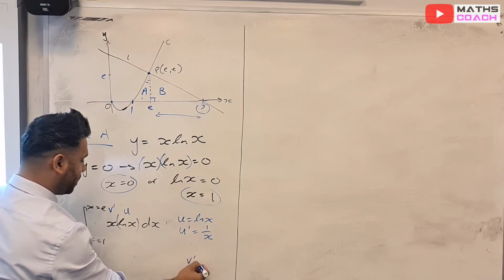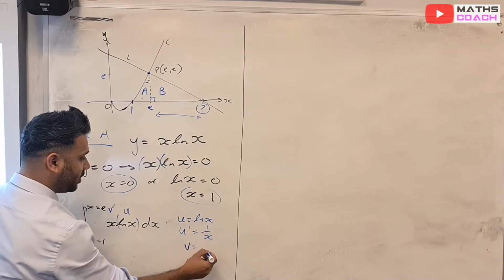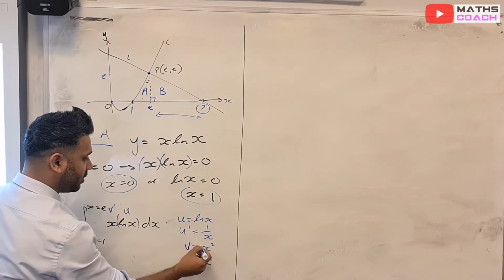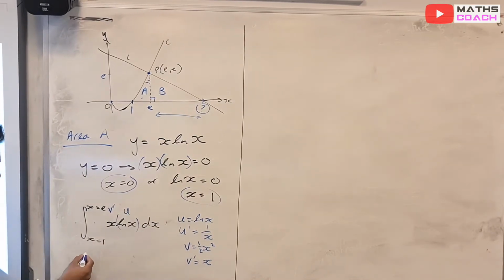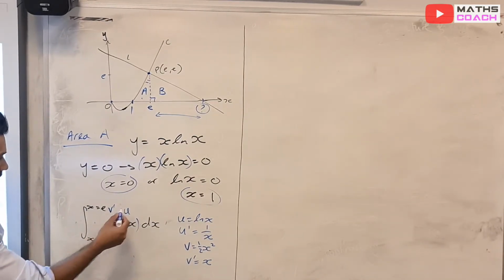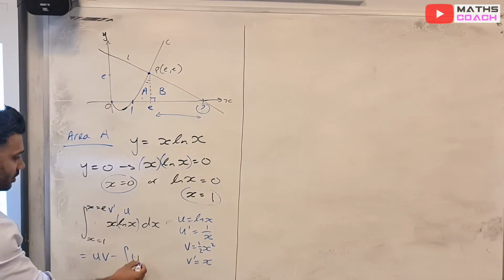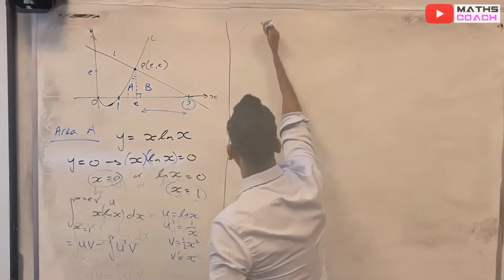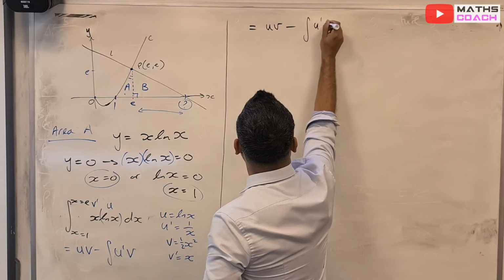V dash equals x, so if we integrate the x, we get x squared and a half raised by power divided by the new power. So integration by parts tells us that the integration of u times v dash is equal to uv minus the integration of u dash v. So we have uv minus the integration of u dash v.